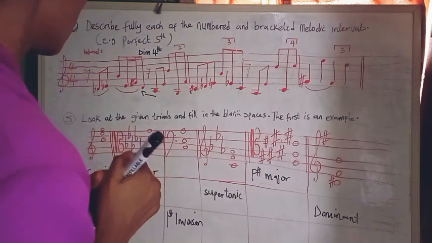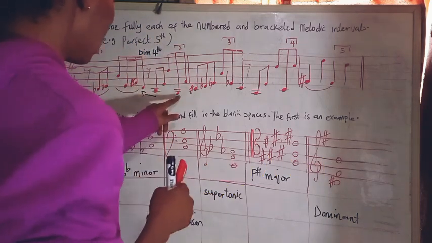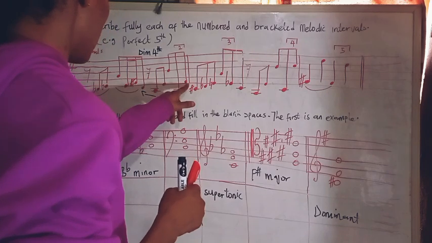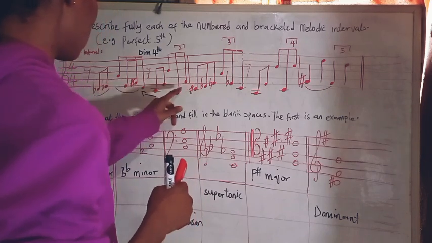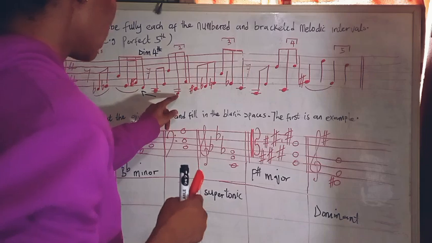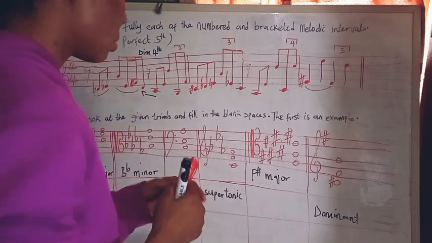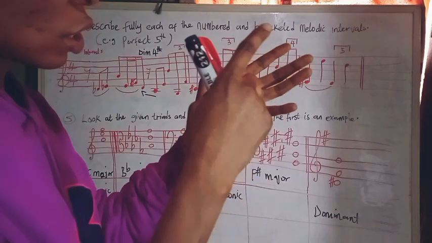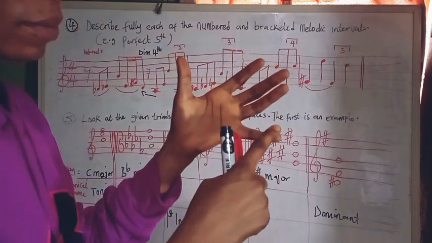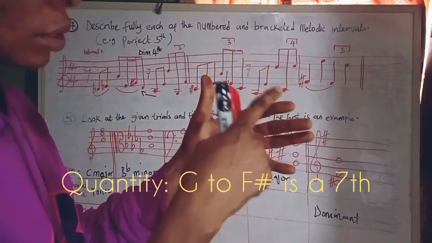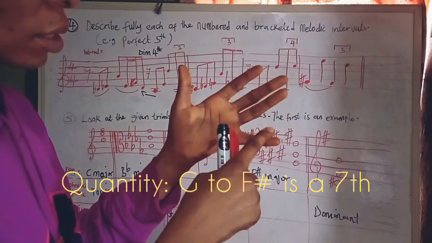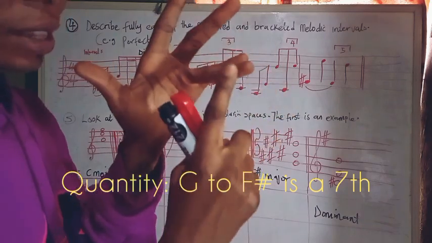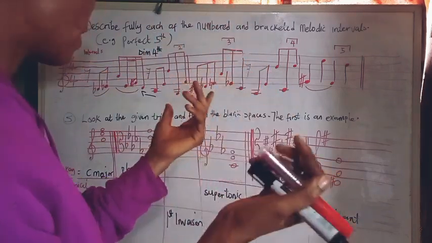The second one is the distance between G to F sharp. Remember F is sharp here, so it affects the F. What's the distance between G to F sharp? Is it major or minor? Let's first of all find the quantity. G, A, B, C, D, E, F. So it's a seventh. So what type of seventh?